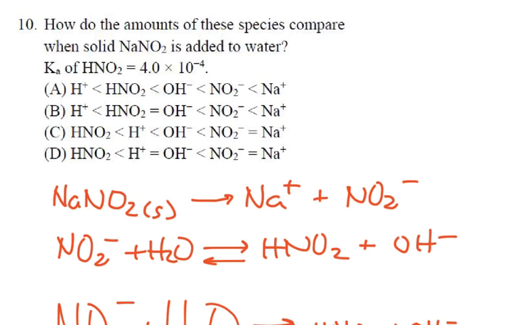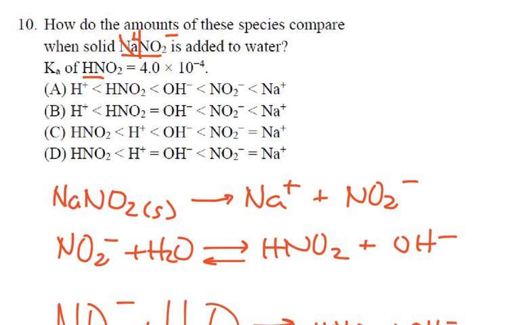Okay, number 10. How do the amounts of these species compare when NaNO2 is added to water? I think this is a really great and difficult question. Okay, so if I have NaNO2, I have to recognize that I got Na plus and NO2 minus. The Na plus is going to be neutral because it comes from the strong base. We don't care about it. If I added NO2 minus to water, then that is going to be a significant base.